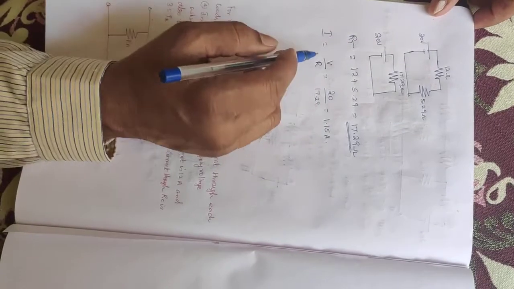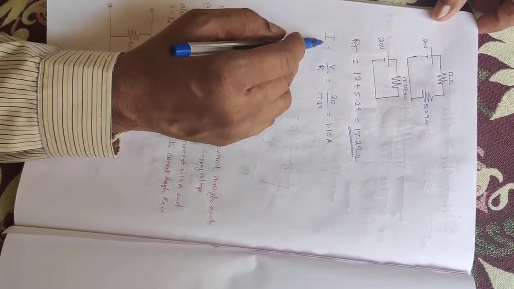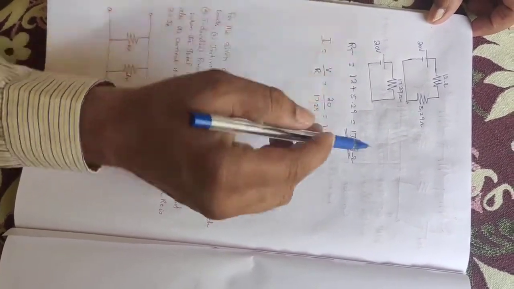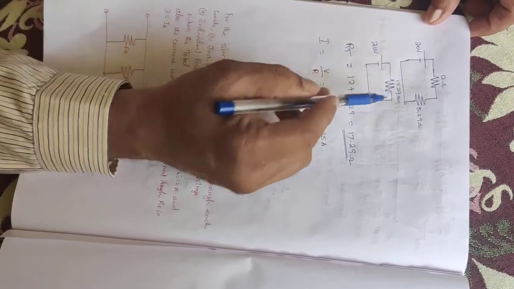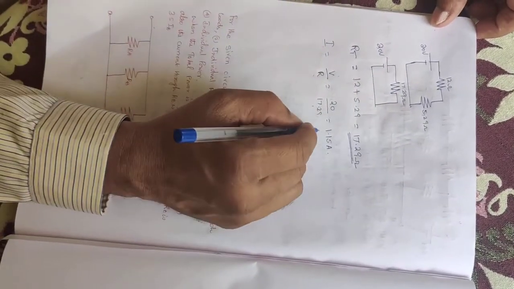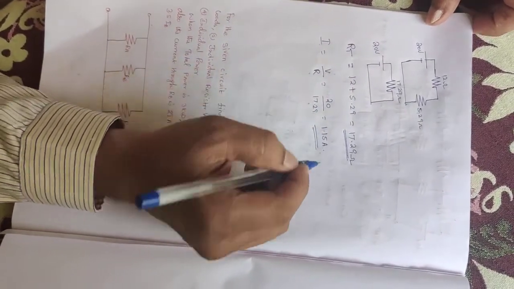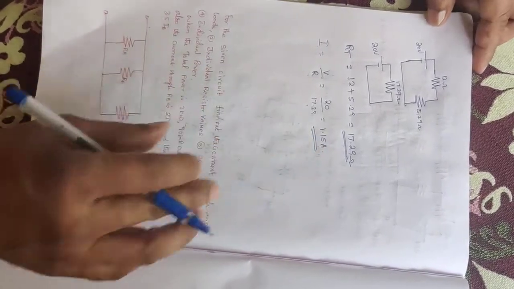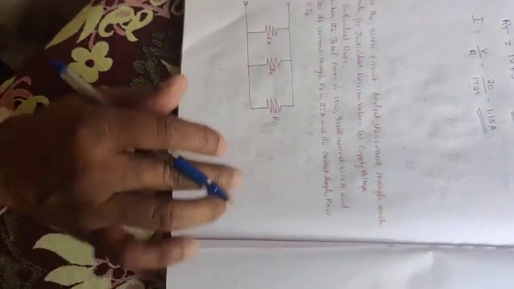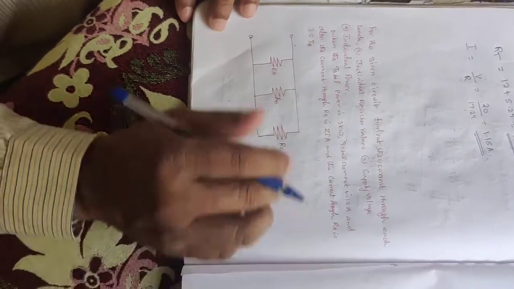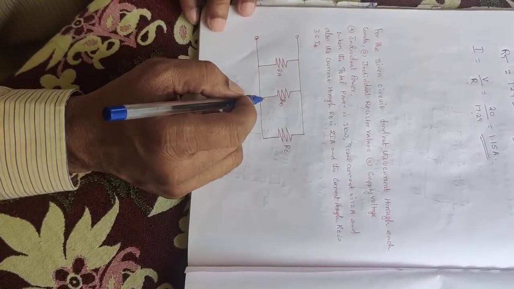Now we want to find the total current. So total current I should be equal to V by R. V is 20 volt and the resistance is 17.29. So we get 1.15 ampere as the current for the given circuit. Now I am going to solve the next circuit as given here.